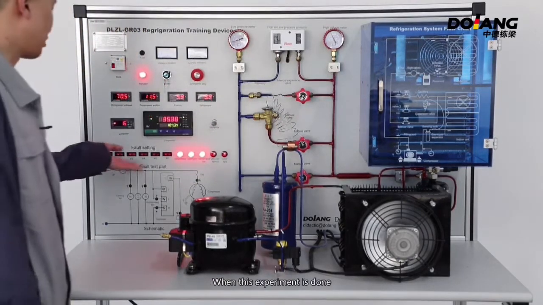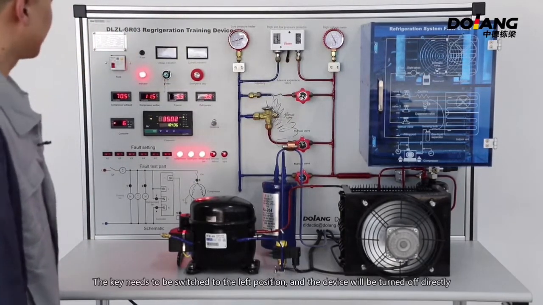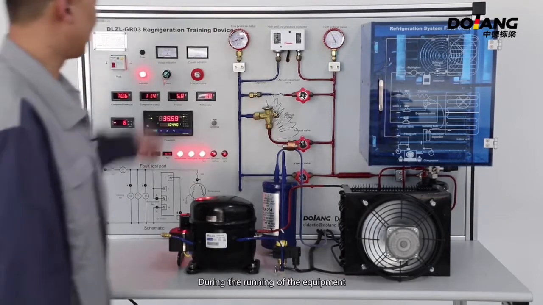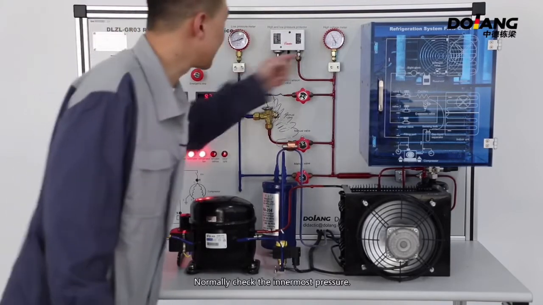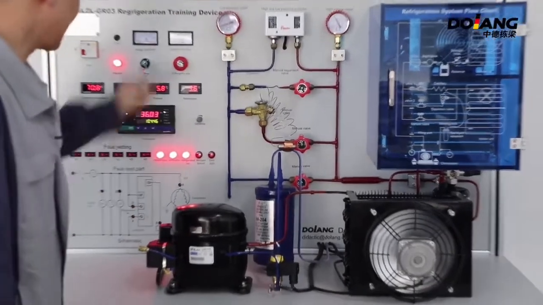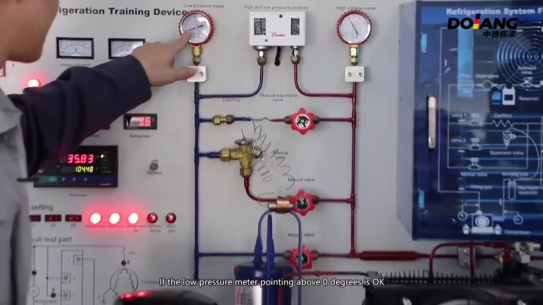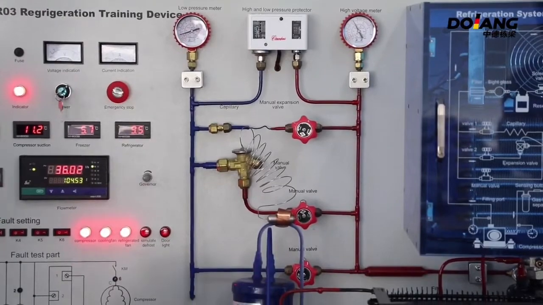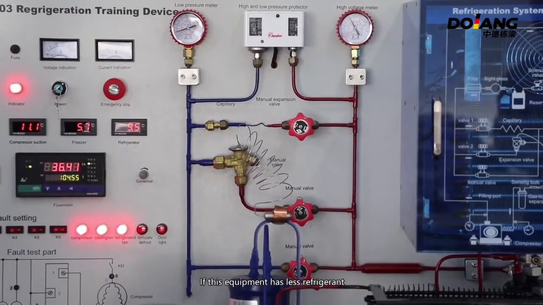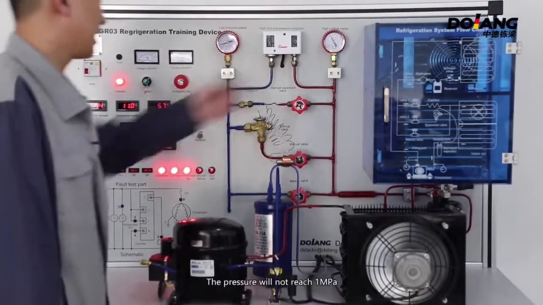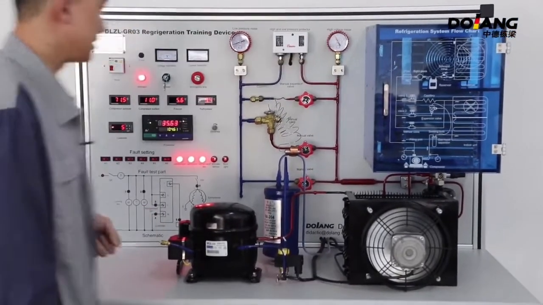When this experiment is done, the key needs to be switched to the left position and the device will be turned off directly. During the running of the equipment, normally check the innermost pressure at around 1 MPa. If a low pressure meter pointing above 0 degrees is okay. If this equipment has less refrigerant, the pressure will not reach 1 MPa. We can charge with the refrigerant through this place.